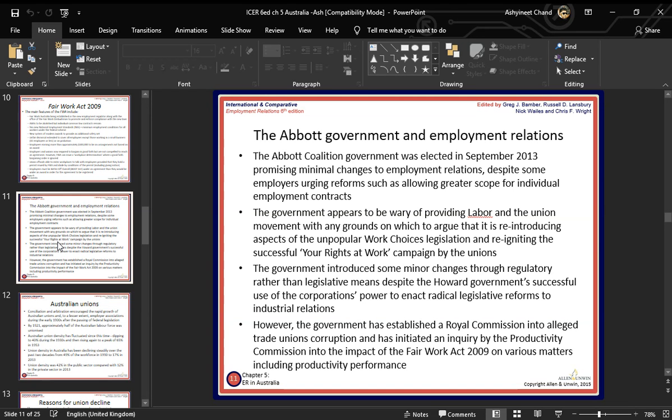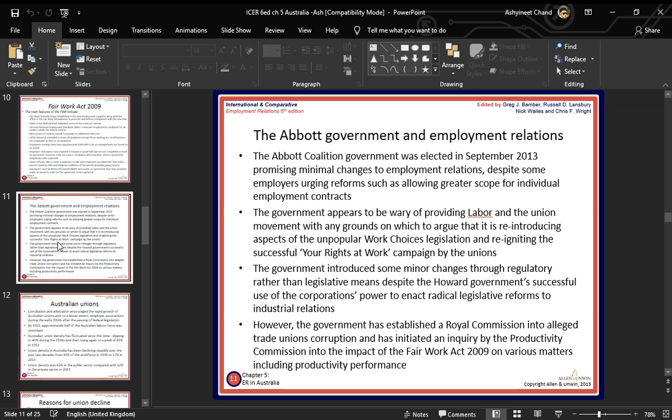So the Abbott government and employment relations. The Abbott coalition government was elected in September 2013. By the way, who's the current PM of Australia? Yes, Scott Morrison belongs to the Liberal Party of Australia. Okay, that's the political party that Scott Morrison belongs to, the Liberal Party of Australia.